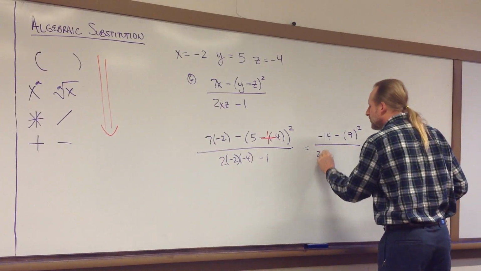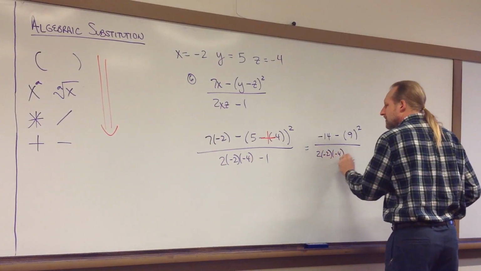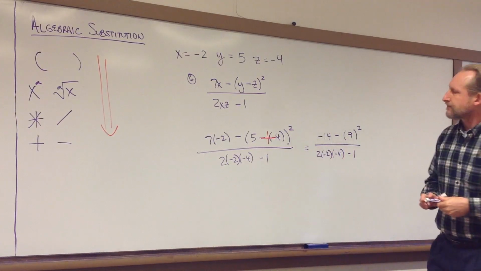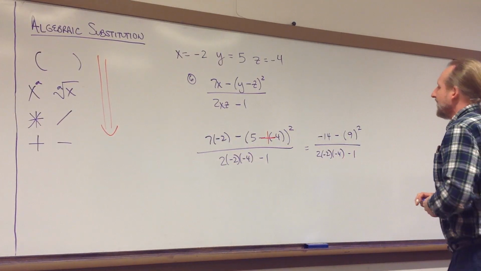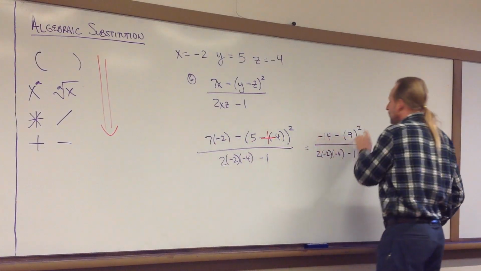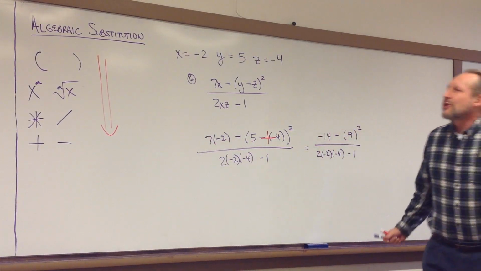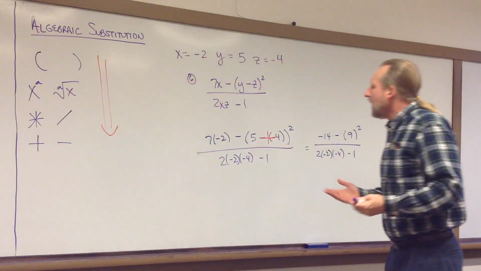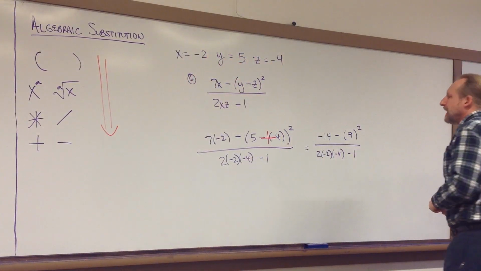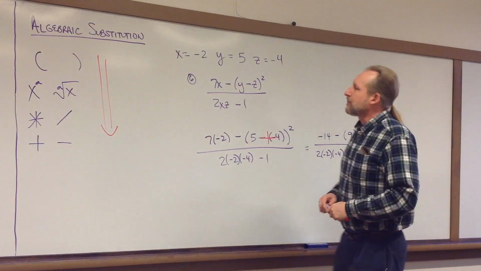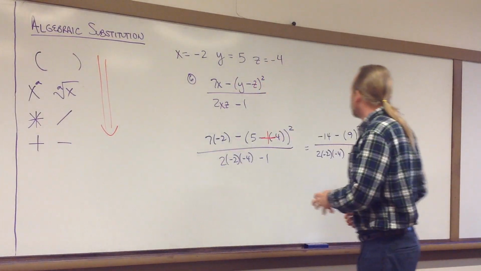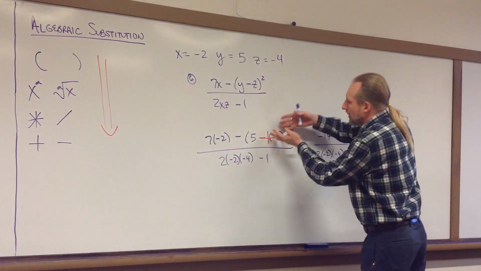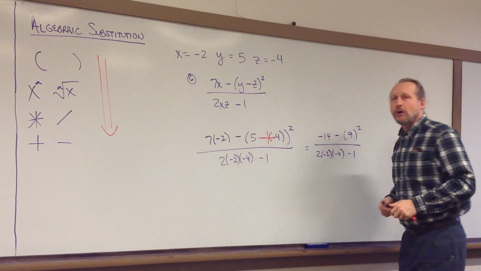And then 2 times negative 2 times negative 4 minus 1. Now, notice that I calculated this negative 14 before I squared that 9. So I technically did go out of the order of operations, but it's not going to affect my answer. The order of operations mostly has to do with what to do when those operations are grouped all together.